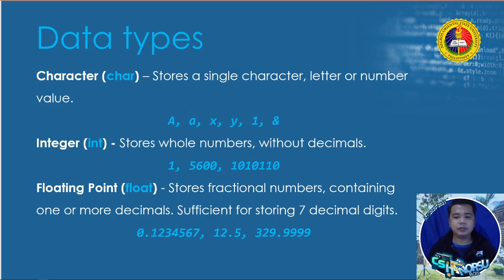Okay, another example is if we are going to divide. Sometimes quotients are also decimals. Let's say 3 divided by 2 is 1.5. Okay, so we will use float for that. Again, we will use float with decimal points up to 7.